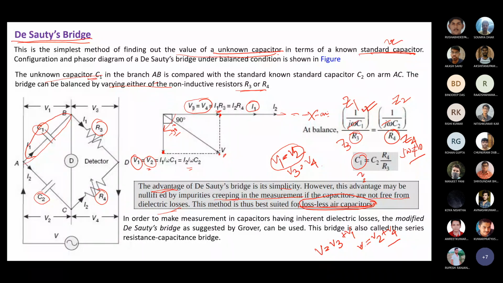So that's why we have to design a modified Schering bridge, to make the capacitor more realistic, where the inherent dielectric losses can be found. So you have to go for the modified Schering bridge.